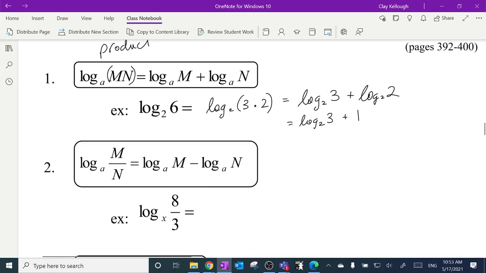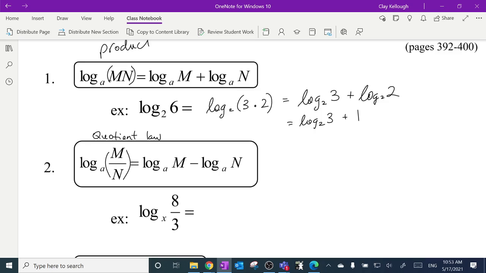Law 2 is called, as you could probably tell, the quotient law. I don't care if you remember these names. So first one's the product law, second one's the quotient law. Notice it works very similar to the way the exponent quotient law works. If I'm taking the log to the base a of a quotient, I can split that into 2 separate arguments, where it's the log of the numerator's argument minus the log of the denominator's argument.